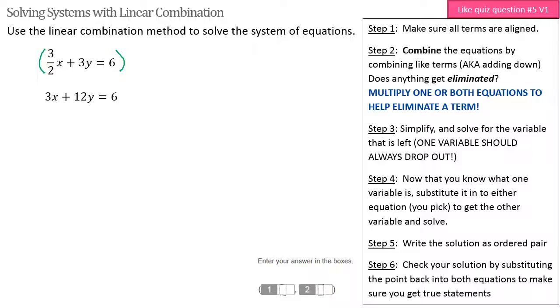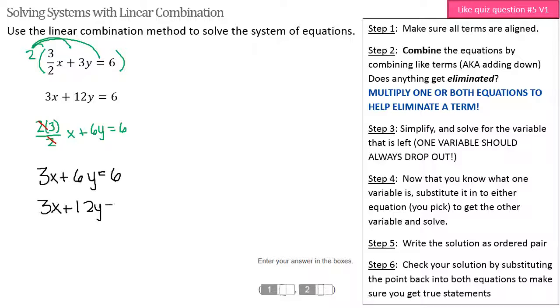So if we multiply the whole thing by 2, when we distribute, those 2's will cancel out. So here, let's put it down here. We have 2 times 3 over 2x plus 6y is equal to 6. So now we have 3x plus 6y is equal to 6, and if we write our other equation underneath it, that's 3x plus 12y is equal to 6. Okay, so now we have our two equations without the fraction.